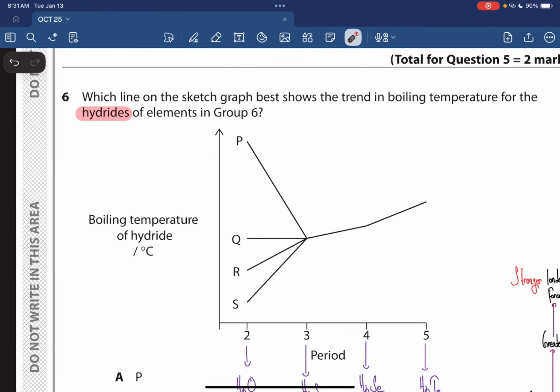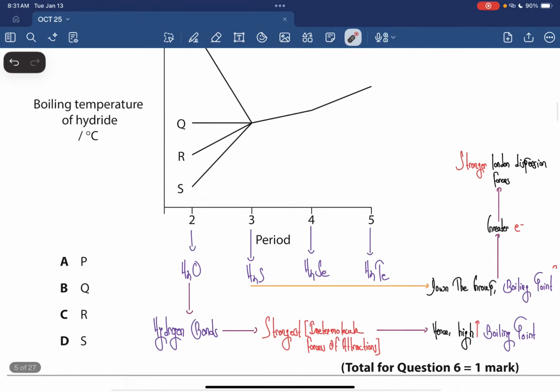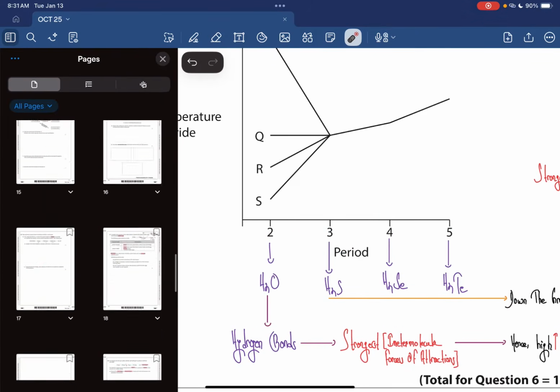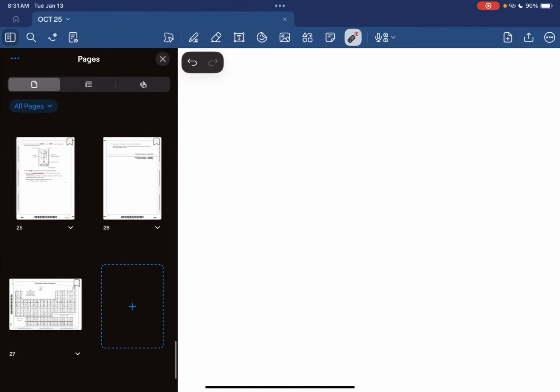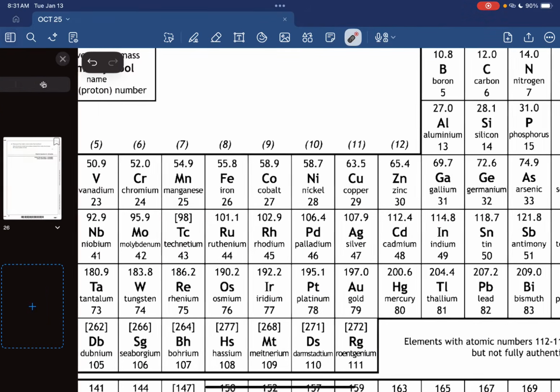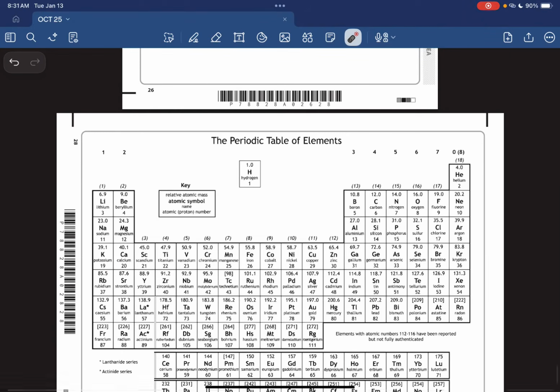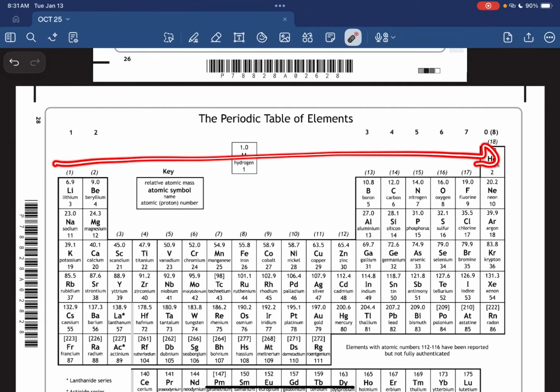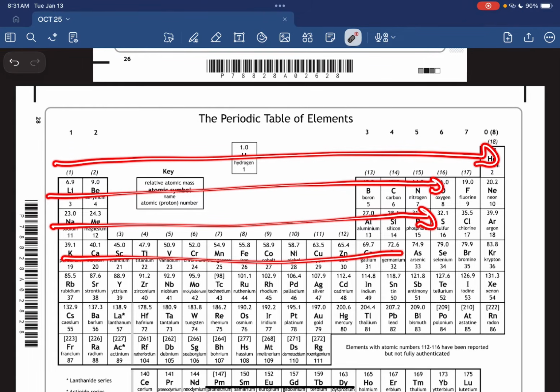Hydrides means nothing but H2 joined to something, okay? So period 2, 3, 4, 5. Now let me just show you something. They are basically doing nothing but trying to confuse you with this period 2, 3, 4, 5 thing, okay? So this is what they are. This is period 1, period 2, period 3, period 4.